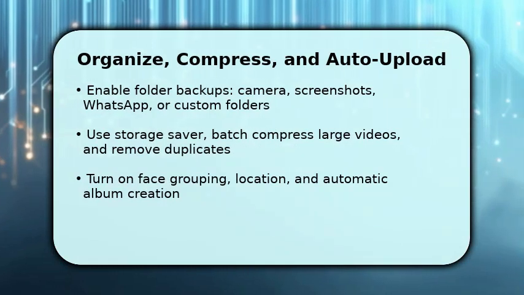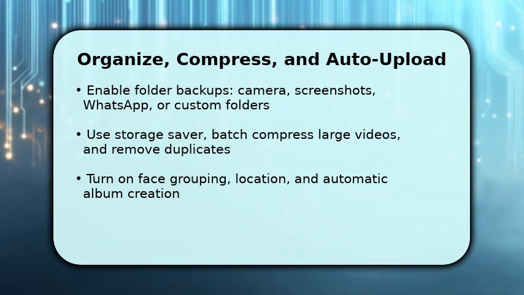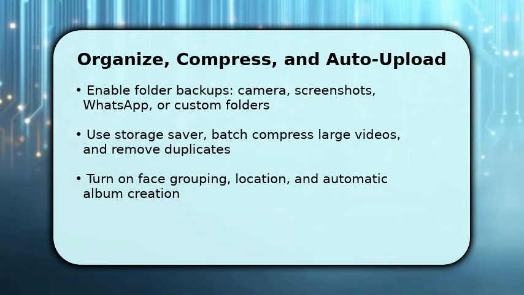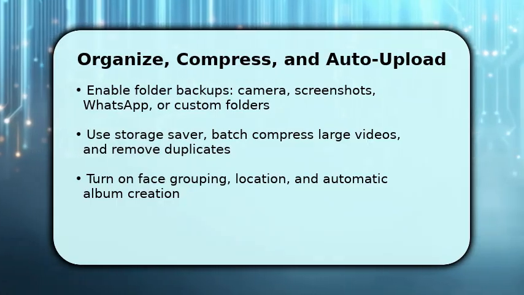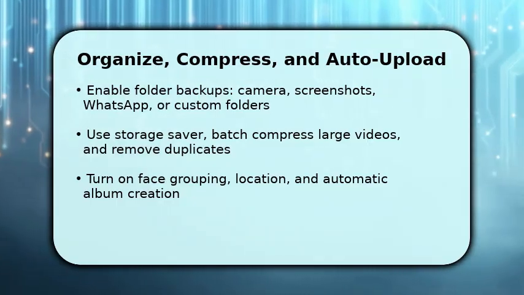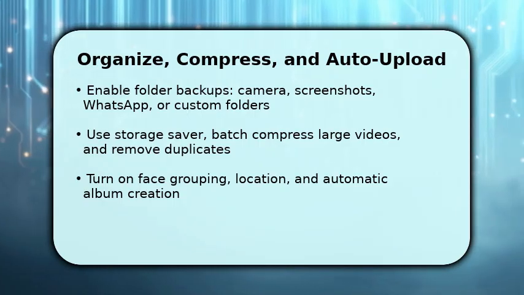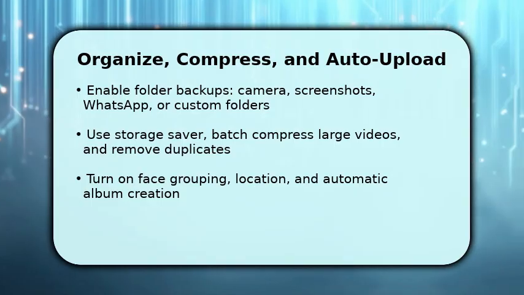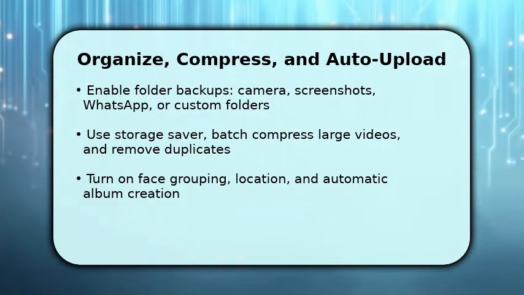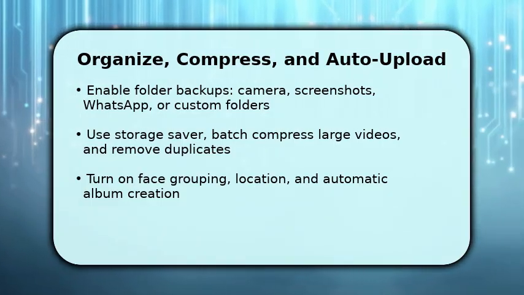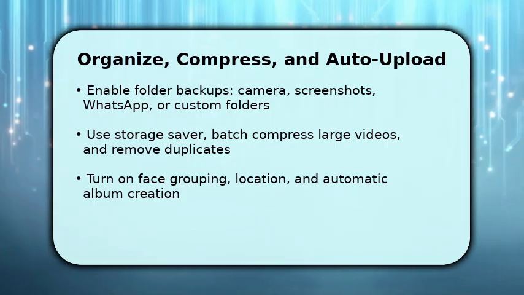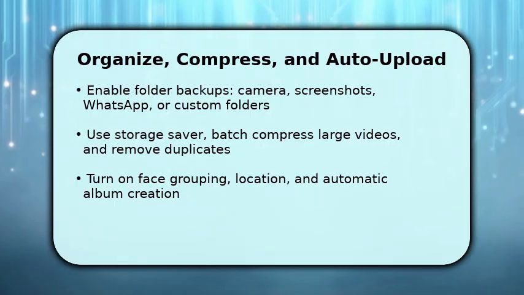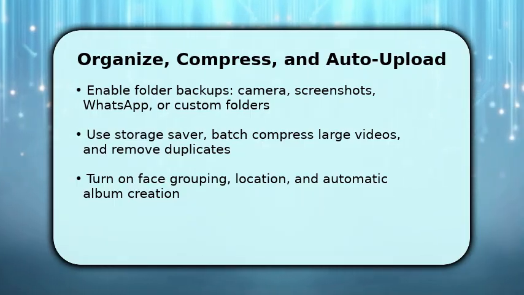Next, organize and reduce what gets uploaded so you maximize any available free storage. Turn on folder backups for only the folders you want: camera, WhatsApp, etc. Then enable Storage Saver to compress new uploads automatically. Once done, run a quick scan to delete duplicates and compress oversized videos in batches. Make sure face grouping and location are set if you want smarter albums. These features keep your library tidy and cut down on redundant shots that waste space.